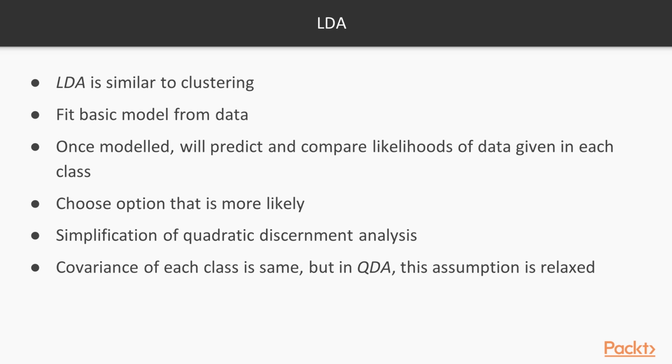LDA stands for Linear Discriminant Analysis. LDA is actually fairly similar to clustering, which we did previously. We fit a basic model from the data. Then, once we have the model, we try to predict and compare the likelihoods of the data given in each class. We choose the option that is more likely. LDA is actually a simplification of quadratic discriminant analysis, QDA, which we'll talk about later. Here we assume that the covariance of each class is the same, but in QDA this assumption is relaxed. So here we have come to the end of this video.